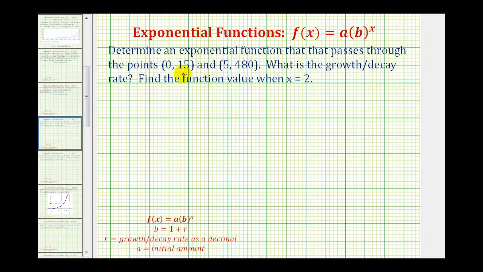In this question, we're asked to determine an exponential function that passes through the points (0, 15) and (5, 480). We also want to know what the exponential growth or decay rate is. We also want to find the function value when x equals 2.